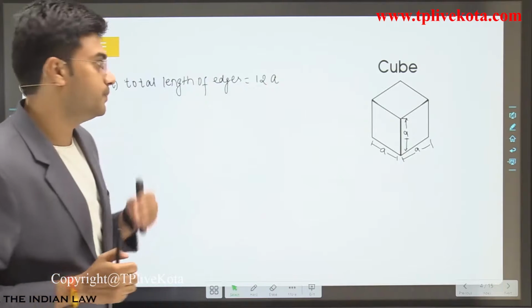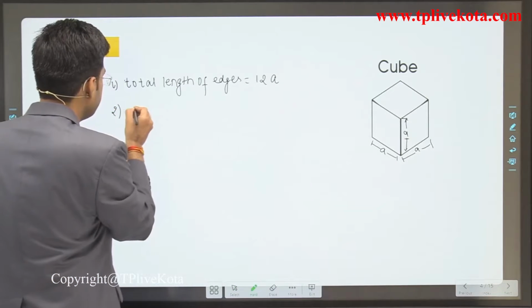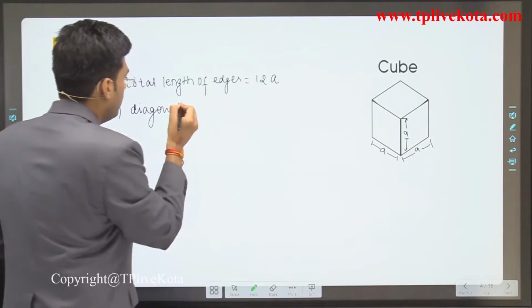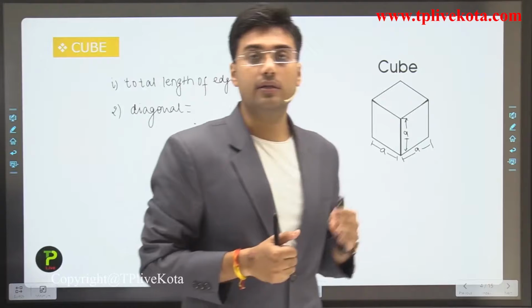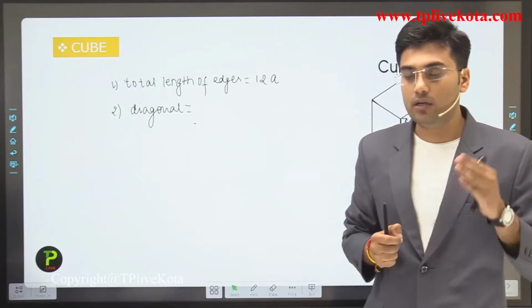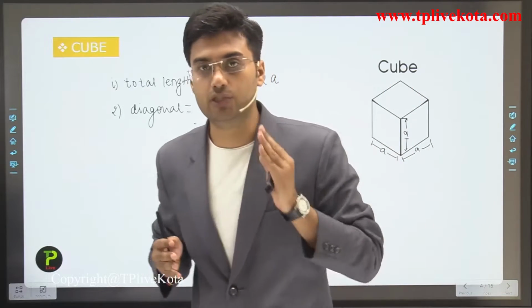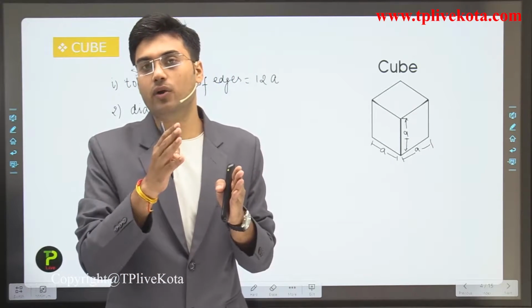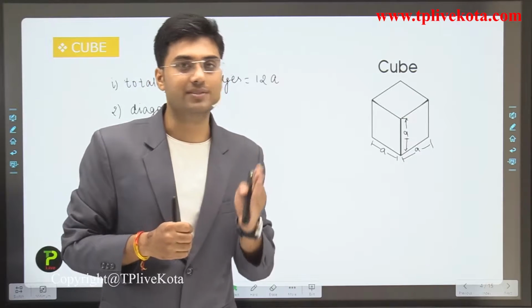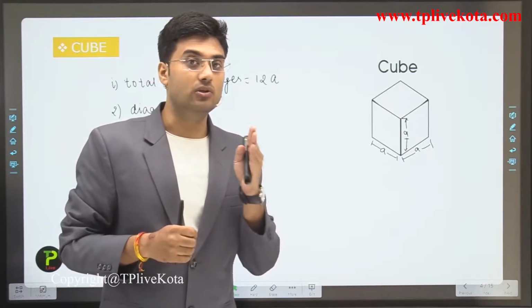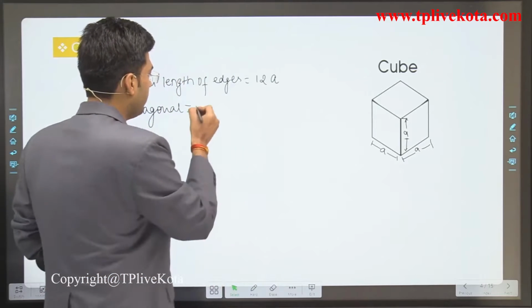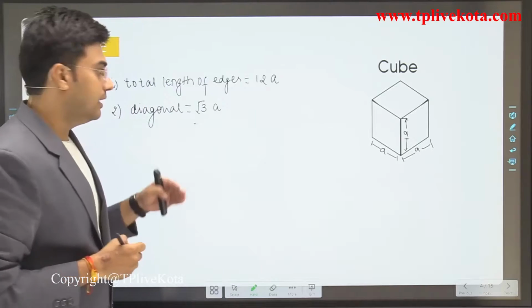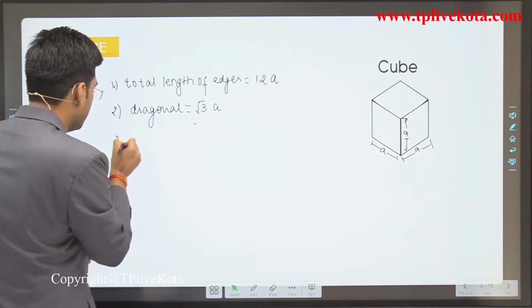Now, the second is the diagonal. For the cuboid, the length of diagonal is the square root of (L square plus B square plus H square). And here L, B, H are equal. So we can say that it is the square root of (A square plus A square plus A square). So it is the square root of 3A square. When we solve, what will we get? Root 3 A.